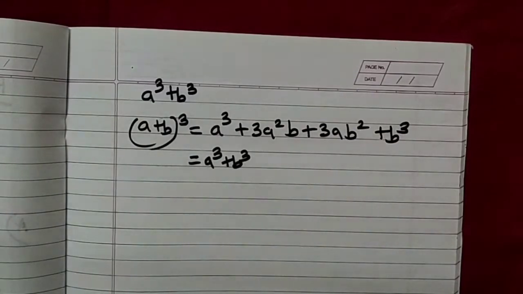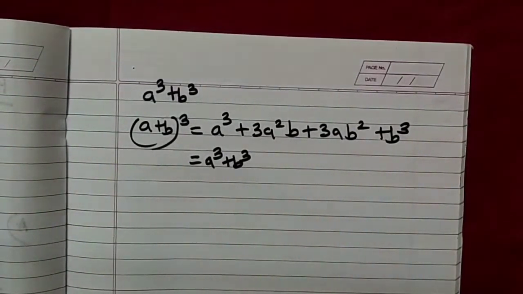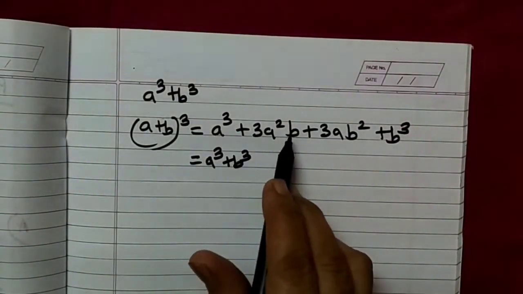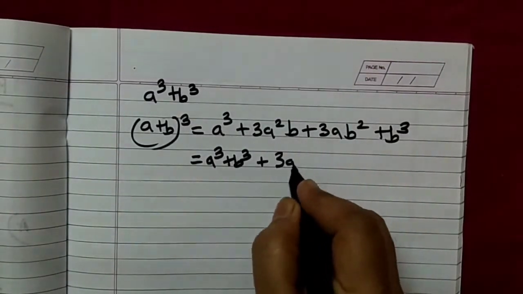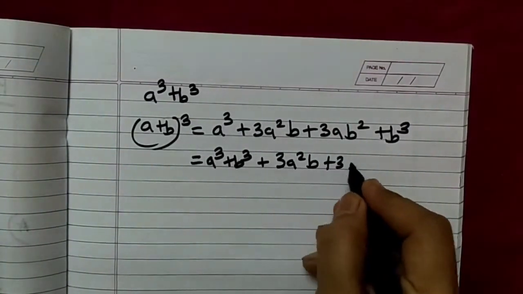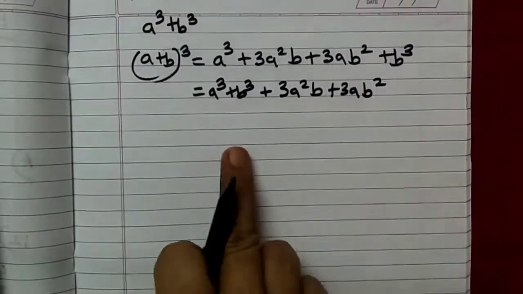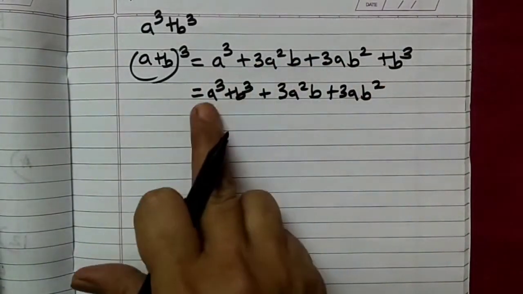Like if it is 2 plus 3 plus 5 plus 6, we can write it as 2 plus 6 plus 5 plus 3, isn't it? Same way we have done here. Instead of writing a cube plus 3a square b and this, I have shifted this here. Next I am going to write 3a square b plus 3ab square. I think you have followed till here. So each step you have to understand what we are doing. We just shifted the b cube next to a cube.